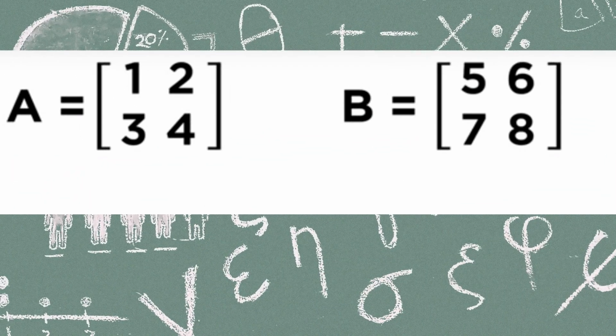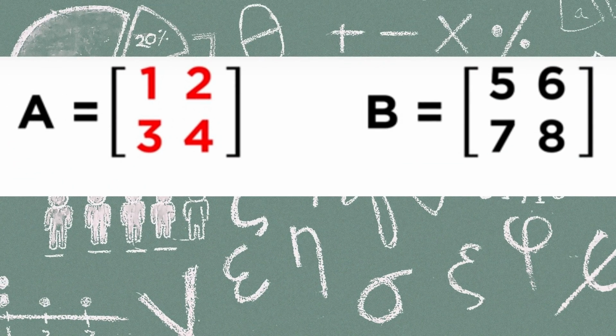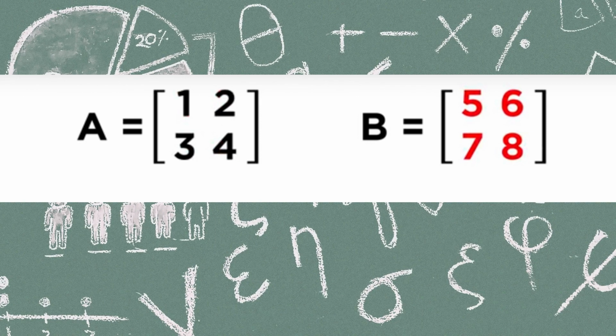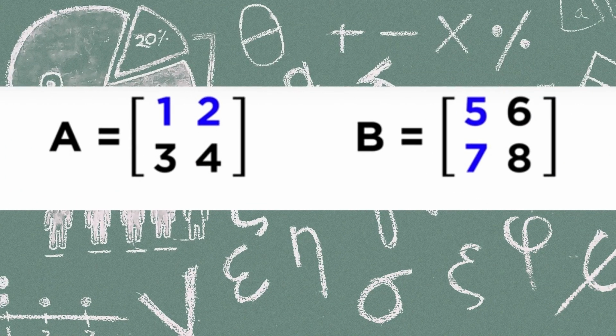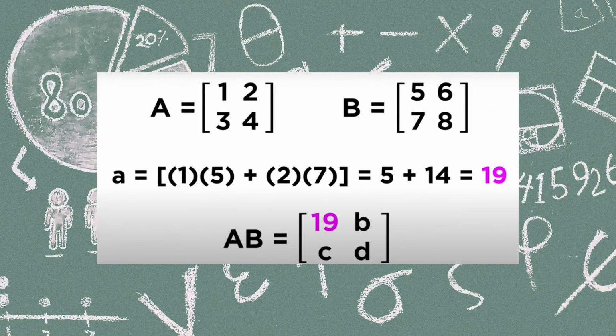Let's start with a simple 2 by 2 matrix example. The first matrix we have is 1, 2, 3, 4, and the second matrix we have is 5, 6, 7, 8. The way we will get the product is by taking the first row of the first matrix and the first column of the second matrix and doing some multiplication. 1 by 5 is 5 and 2 by 7 is 14. 5 plus 14 is 19. So that goes in the first entry of the product matrix.